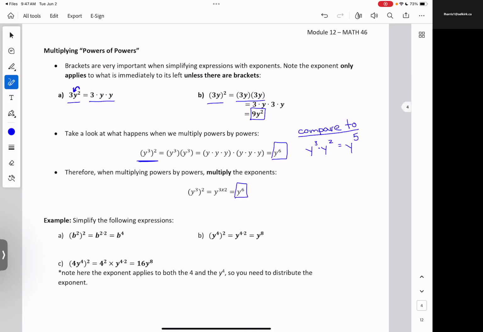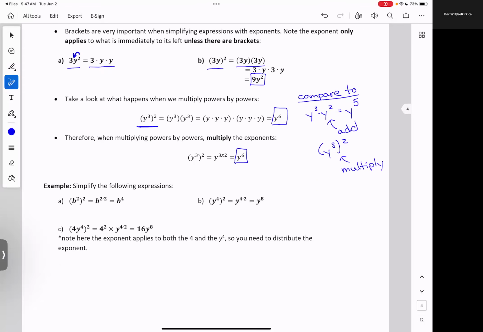So note the difference here. In one, we're multiplying two variables together that have exponents. That means we add, so we're adding exponents. In the other example, where we've got y to the power of 3 then squared, you're multiplying because you have powers of powers. Okay, so note the difference.